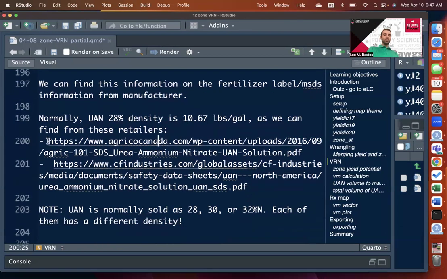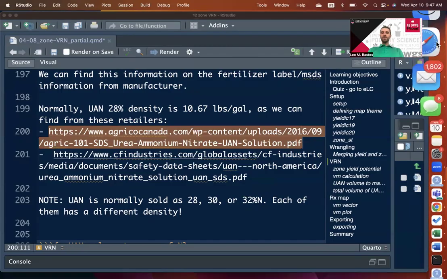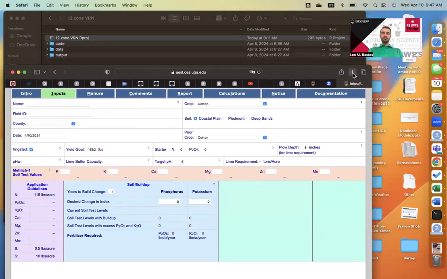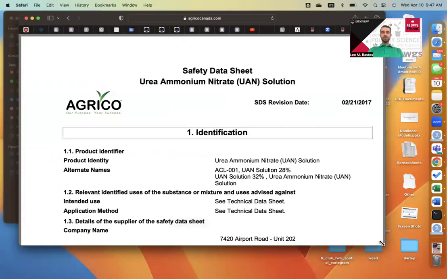If you just do a quick search, what I did here, I just went on Google and asked for UAN 28% density. This information is normally found on the label of fertilizers, or if it is a lab chemical, it's going to be on the MSDS information from the manufacturer of that reagent. I found a couple that I left you the links for. I just want to show you one of them. This again was just a Google search. There's nothing special about these ones I'm sharing with you, they are just examples.